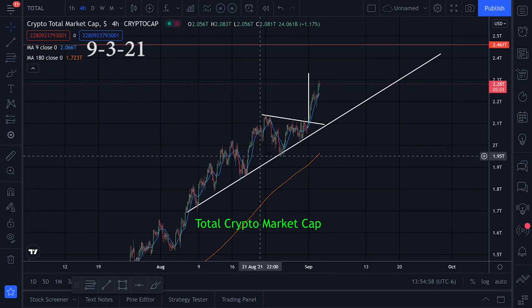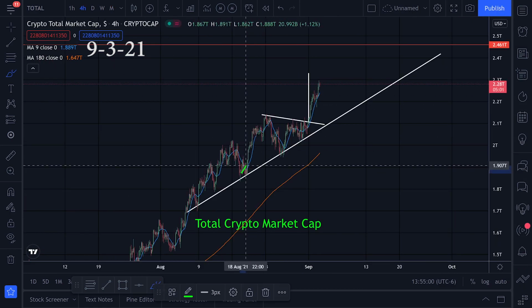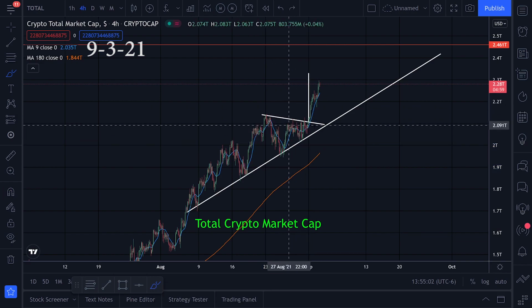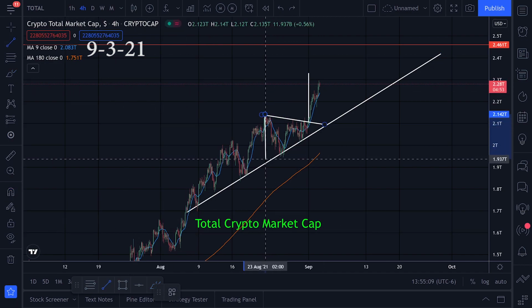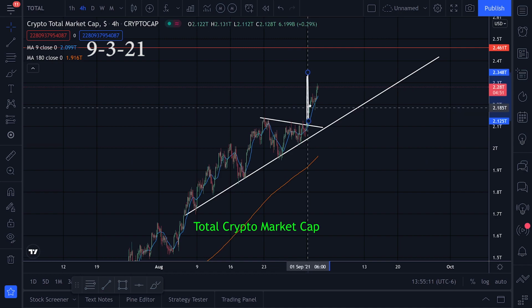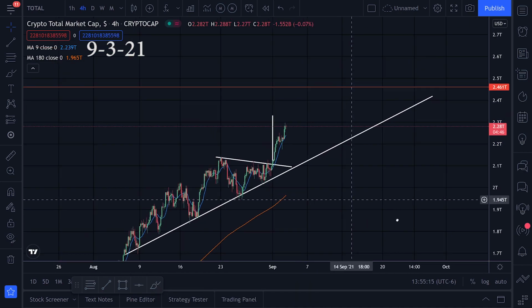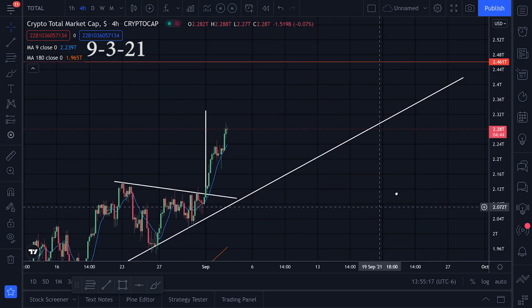All right, so let's jump over to the total crypto market cap. We had a triangle pattern, something like this. We had resistance right there. We got a breakout to the upside. What I was doing is targeting from the top to the bottom of this triangle, dragging that to the breakout, and I'm looking at a target of approximately 2.33 trillion. It looks like we're getting pretty close to that target.